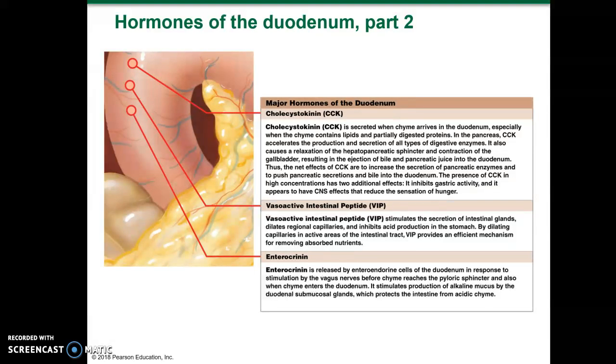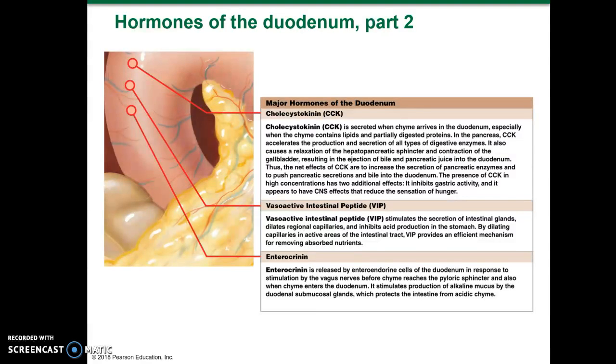So the net effects of CCK are to increase the secretion of pancreatic enzymes and to push pancreatic secretions and bile into the duodenum. The presence of CCK in high concentrations has two additional effects. It inhibits gastric activity and appears to have central nervous system effects that reduce the sensation of hunger.